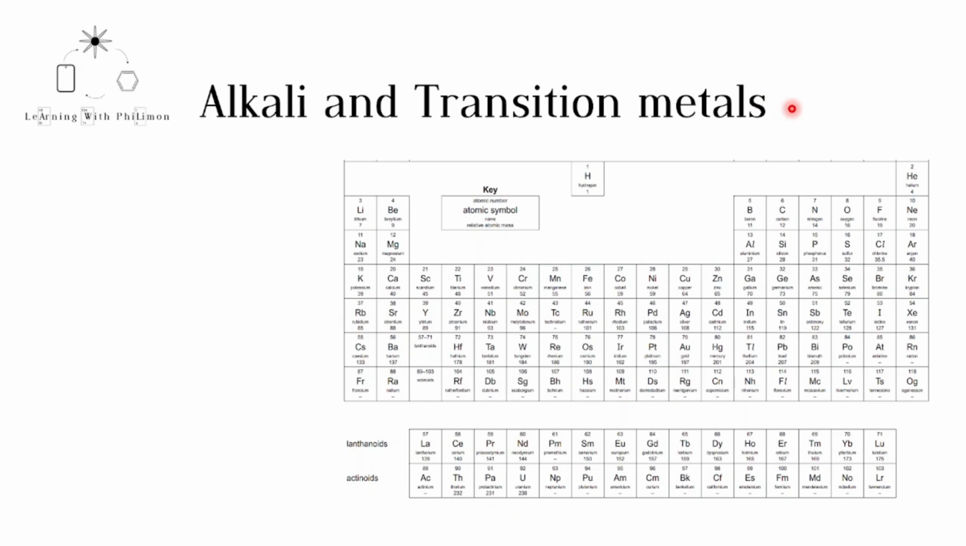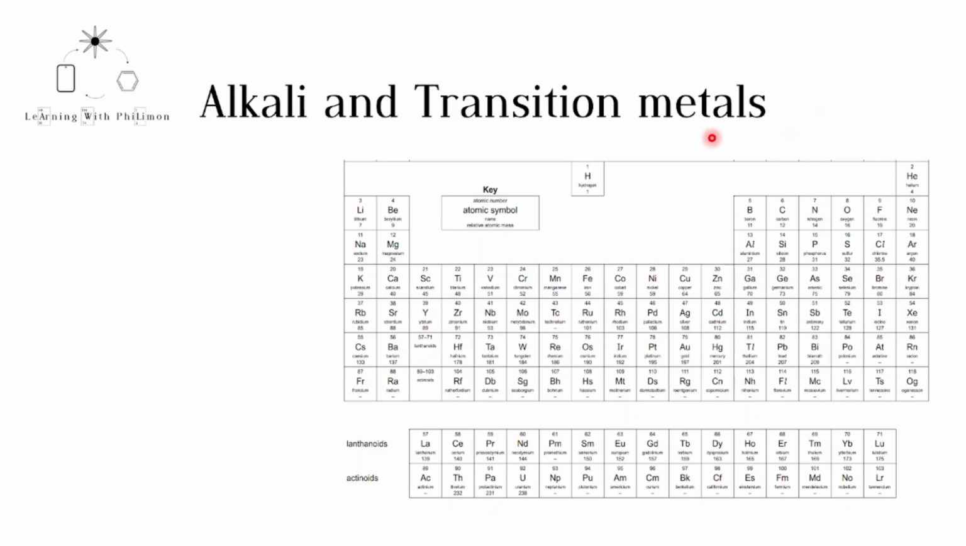In the previous video, we saw that the modern periodic table is organized into groups and periods, and that elements in the same group have similar chemical properties. In this video, we will compare the properties of alkali metals and transition metals.